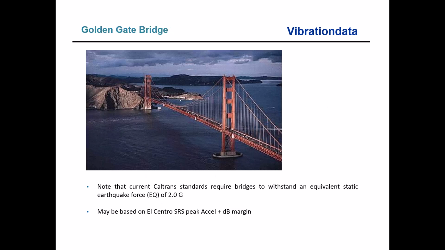So here's the Golden Gate Bridge, and as I mentioned, now I say current, I'm not really sure if that is the current. It was at one time, but there may have been some revision in more recent years. But at least at one time, bridges in California were required to withstand an equivalent static earthquake, EQ, of 2 Gs. And again, I'm pretty sure it's based in part on the El Centro SRS with some dB margin.